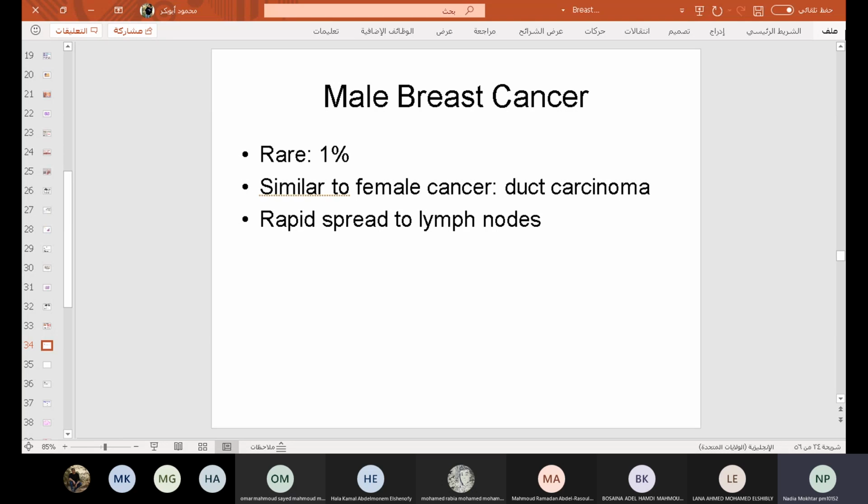Why? Because the parenchyma of the male breast is minimal, much less than the parenchyma in the female breast, which has surrounding fibrous tissue component and fat and so on. So the spread is not as rapid as that of the male breast. And also it can show rapid spread to the lymph nodes. It can metastasize early, again due to the minimal tissue between the breast and the neck.